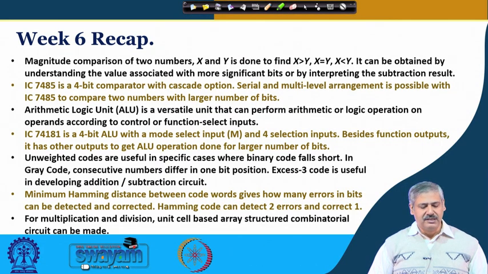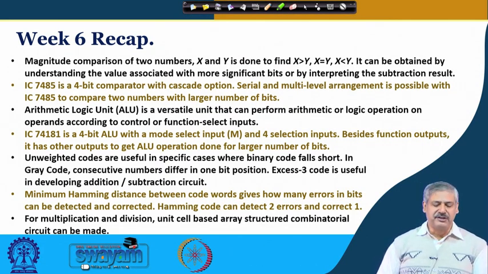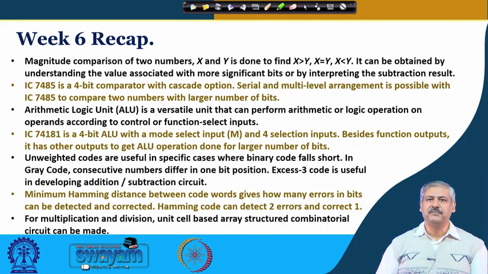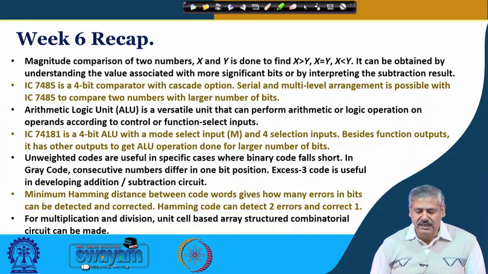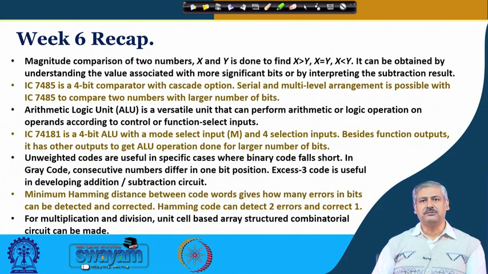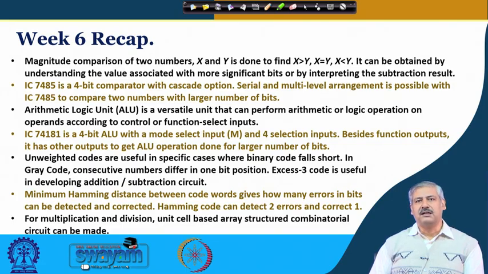Okay. So we discussed a magnitude comparison of two numbers and how outputs like x greater than y, x is equal to y, x less than y were generated, and in that case we had two kinds of approach. One is of course by subtraction, and another is by comparing the more significant bits of two numbers successively.